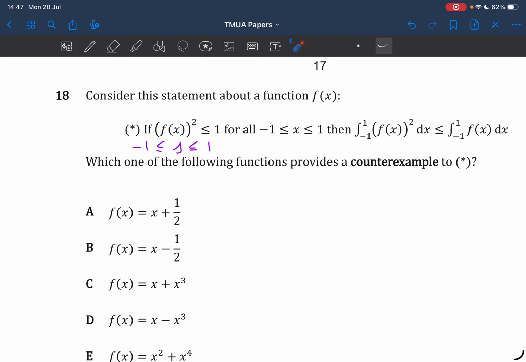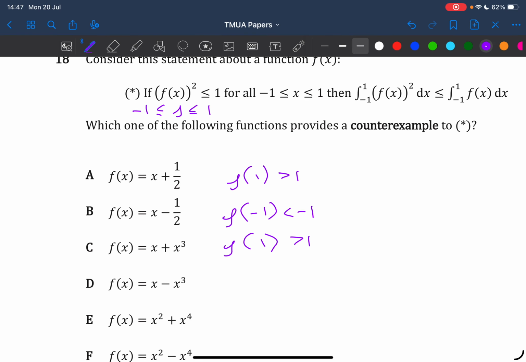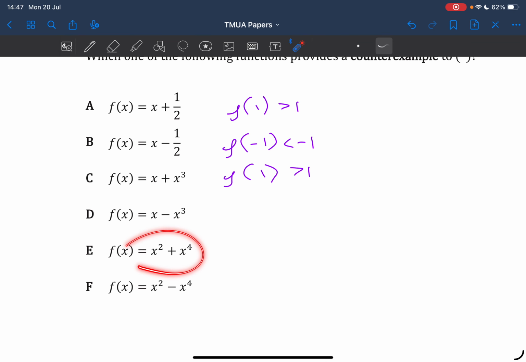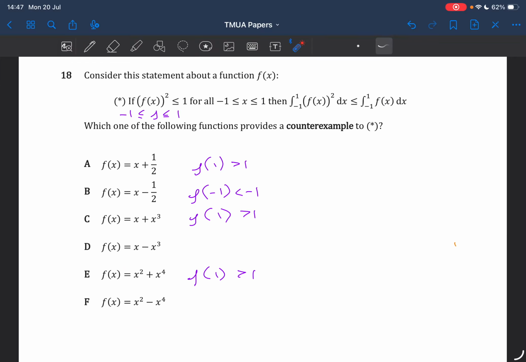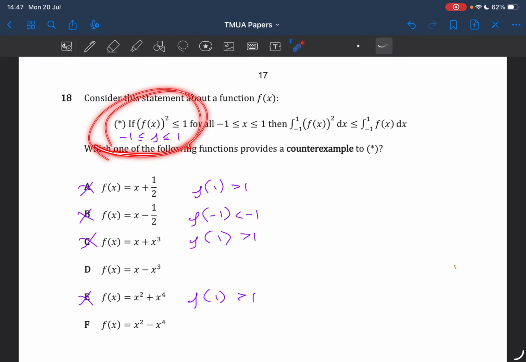Here, fine, plug in 1. So f of 1 is bigger than 1. Here, plug in minus 1, and that's less than minus 1. Here, similar thing, f of 1 is bigger than 1. Here, I don't think we can break it so easily, looking at it from my head. Here again, f of 1 is bigger than 1. And again, can't just break it immediately. So those 4 that we've got there definitely cannot work, because they don't even satisfy the if part of it. Do you know what I mean? Like it's not true for every single one.